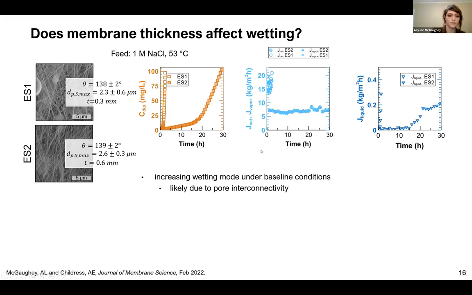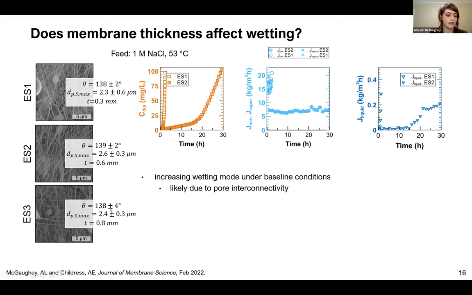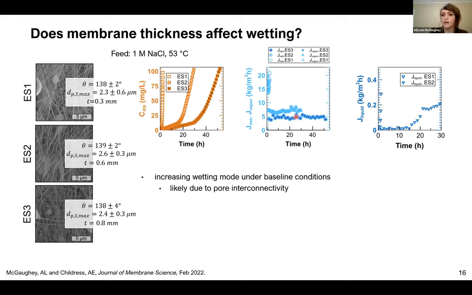So we can see liquid flux increases over time. And finally, we tested a third electrospun membrane. Again, similar contact angle, similar pore size, but greater membrane thickness. And now expanding our time axis to 55 hours, we see that although it increases more slowly, CDP increases steadily throughout operation. Net and vapor flux are similar and overlapping throughout operation. But liquid flux, although we did get a longer delay, we still saw that increasing trend in liquid flux. So similar to pore size, we saw that thickness apparently does not affect the wetting mode.